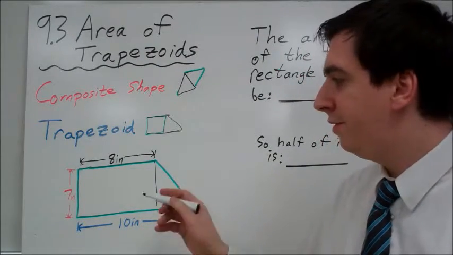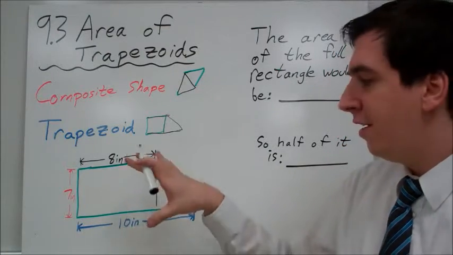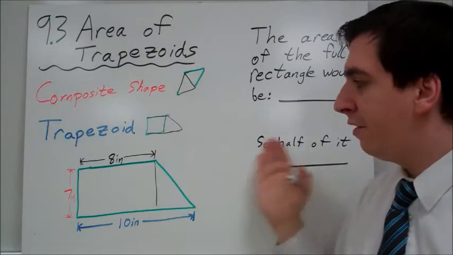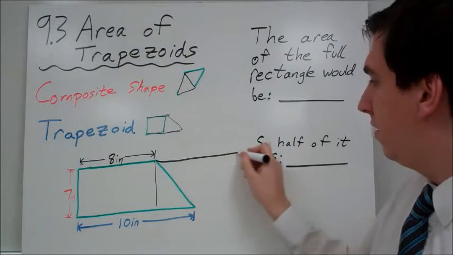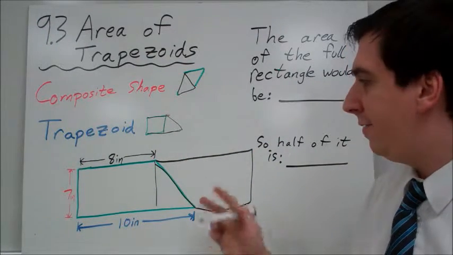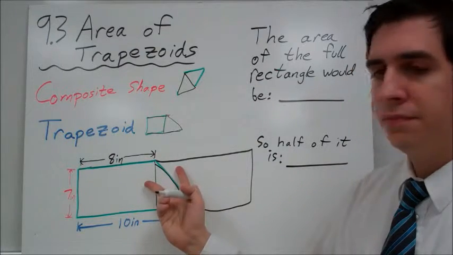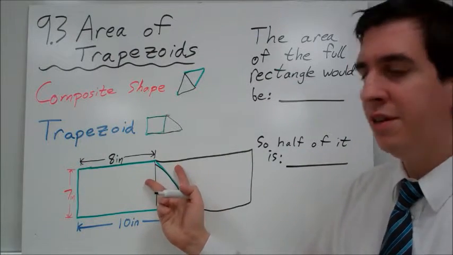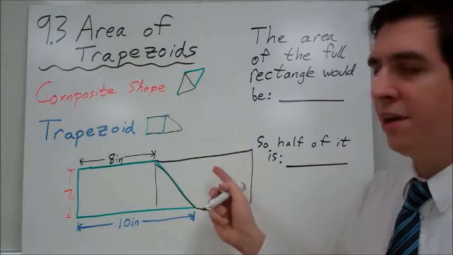Another way to do this, though, is we can take this shape, flip it over, and draw it over here again. So now we have two trapezoids here, and they combine to make one rectangle.